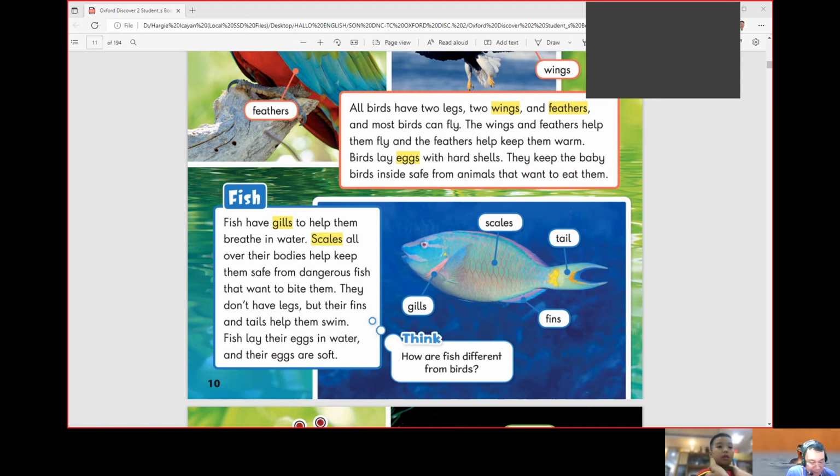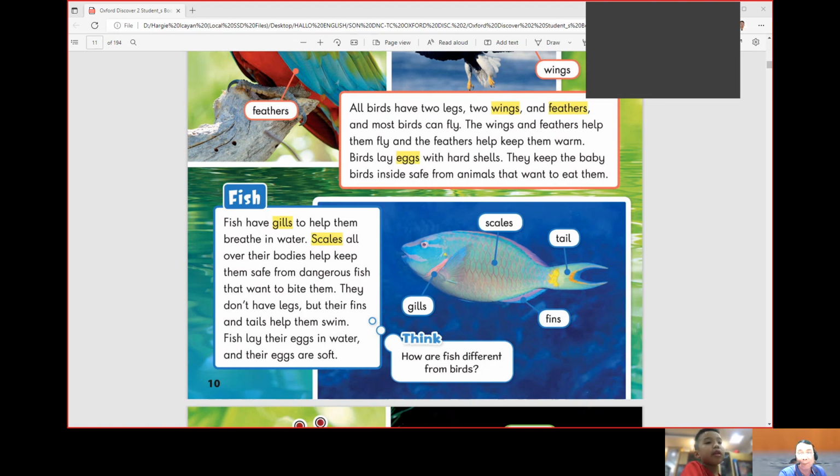So birds have two feet, wings, feathers, and can lay eggs. Okay? Would you kindly read the chat, son? Open your chat now. So can you read that?